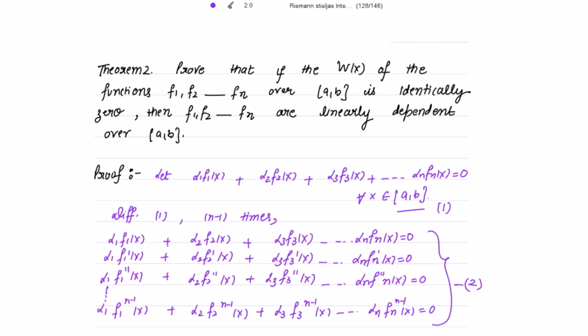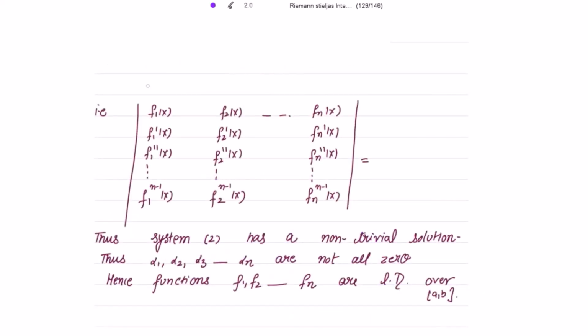Now since it is given to us that the Wronskian of the functions is identically 0, what is the Wronskian of the functions? This is the Wronskian of the functions. This determinant is given to be 0. This is the definition of the Wronskian, and it is given that the determinant of this Wronskian is 0. So I have just written the definition of this Wronskian.